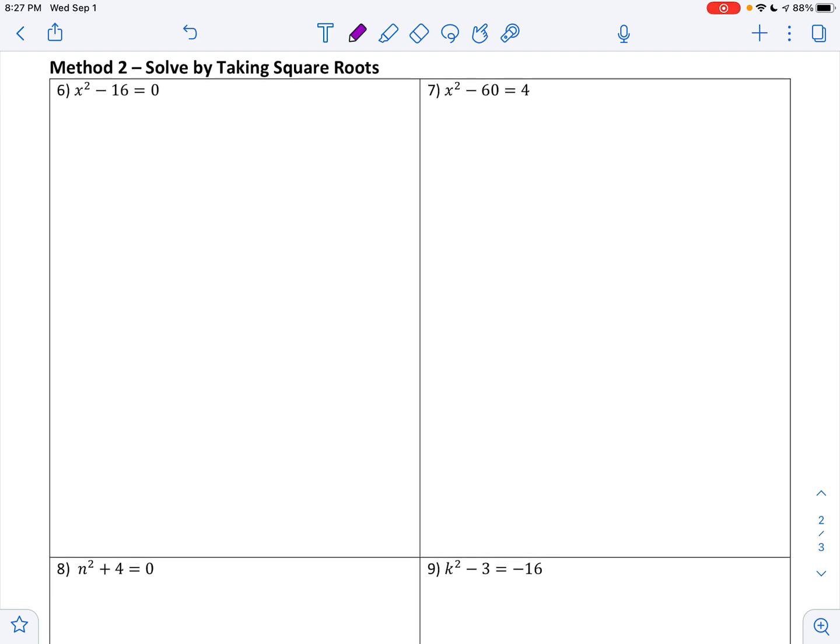In this method, we'll also have something new. The method is still the same from Algebra 1, but now that we've learned about imaginary and complex numbers, our answers could also be real numbers, or they could be complex numbers. So let's take a look at these ones.